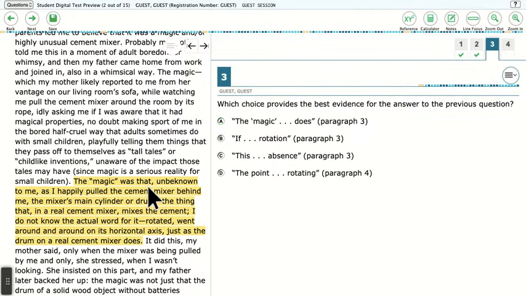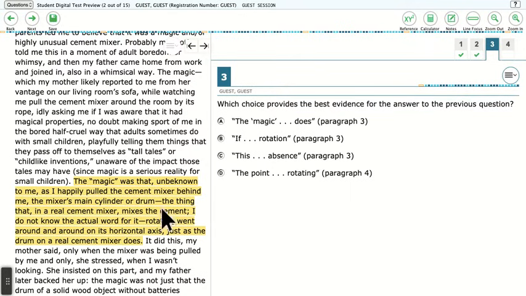The magic was that, unbeknown to me, as I happily pulled the cement mixer behind me, the mixer's main cylinder or drum, the thing that in a real cement mixer mixes the cement, I don't know the actual word for it, rotated, went around and around on its horizontal axis, just as the drum on a real cement mixer does.